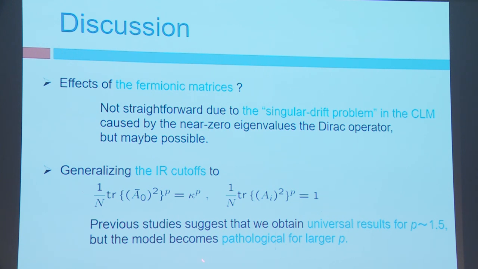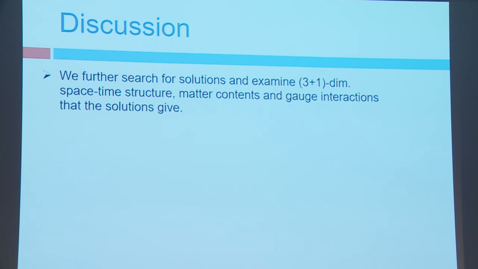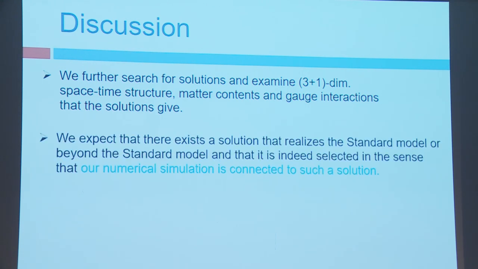So now, okay, let me skip this statement. This is what we will study in the future. We further search for solutions and examine the 3 plus 1 dimensional space-time structure and the matter contents and gauge interactions that the solution gives. We expect that there exists a solution that realizes the standard model or beyond the standard model, and that it is indeed selected in the sense that our numerical simulation is connected to such a solution.